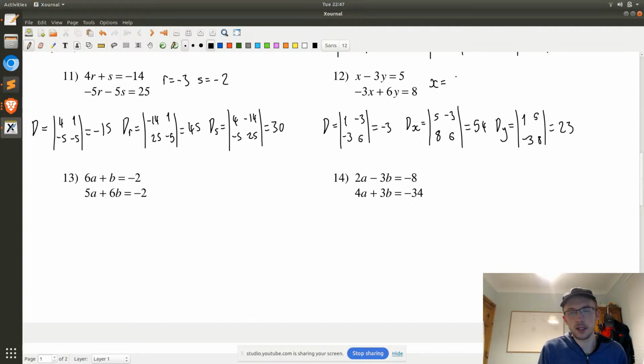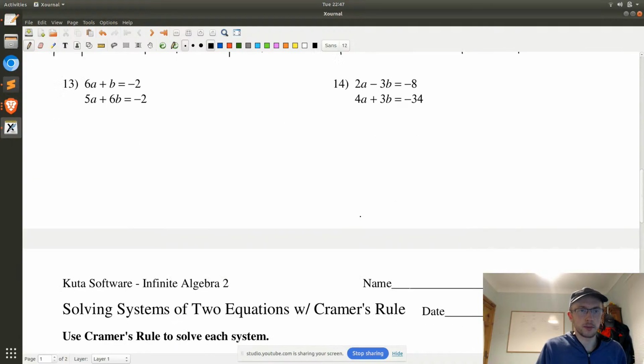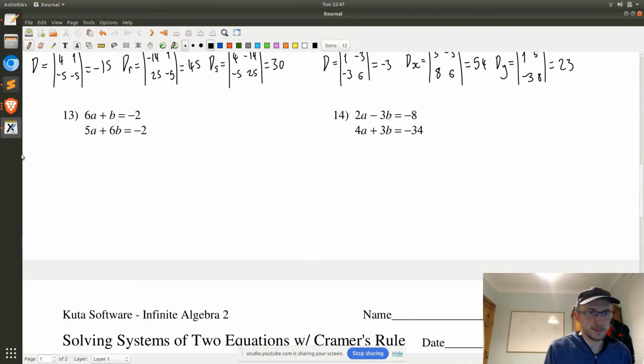54 over negative 3 is negative 18. And y is 23 over negative 3. So just write that. Could be, could not be. True. Last one.